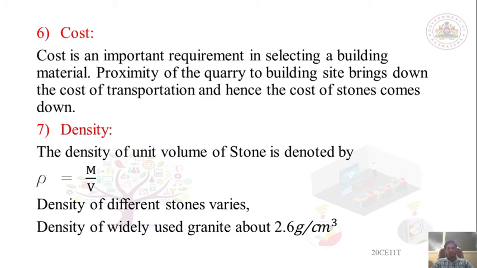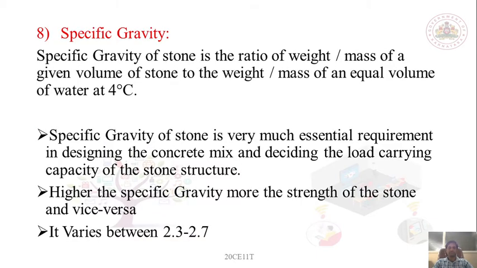Then you have one more important parameter that is called density. The density of the stone should be very high. That is a requirement of any good building stone. Every stone has a density, that is a general characteristic of the stone. The density of a unit volume of stone is denoted by rho equal to m by v. Density of different stones varies. Density of widely used granite is about 2.6 grams per centimeter cube.